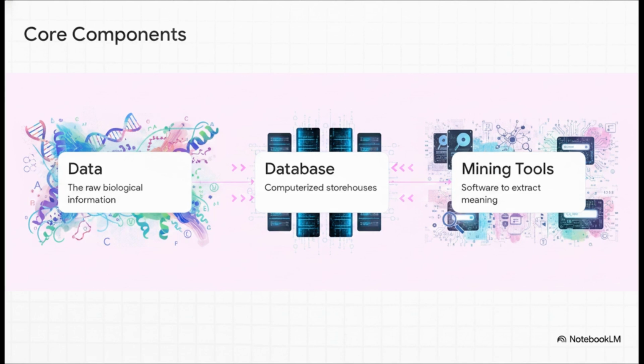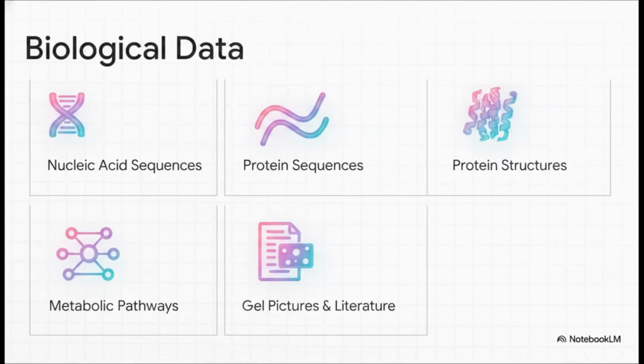That's the raw biological information itself. Second, the database. These are the computerized storehouses. And third, the database mining tools, the actual software used to extract meaning. If you're missing even one of these pieces, the whole system just breaks down. So let's zoom in on that first component, the data.